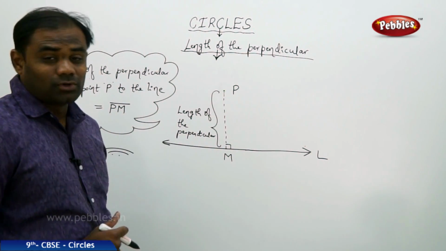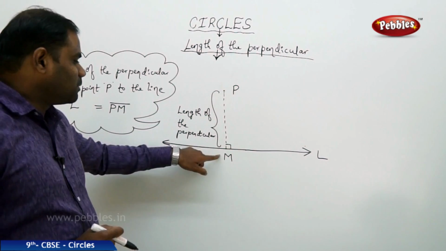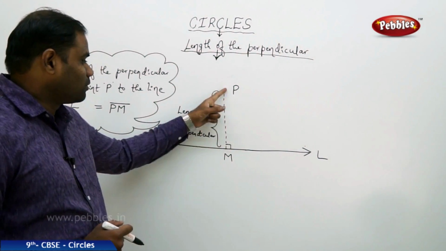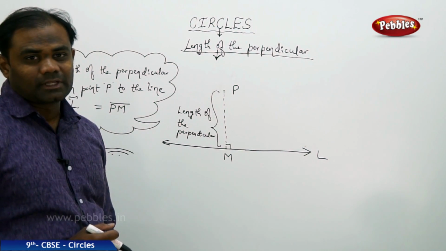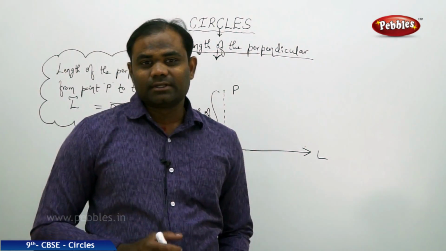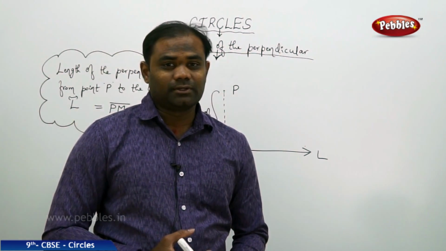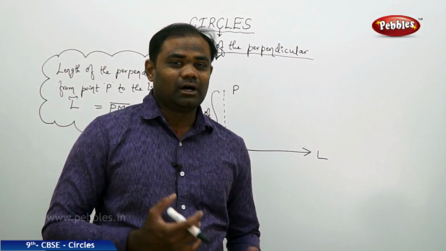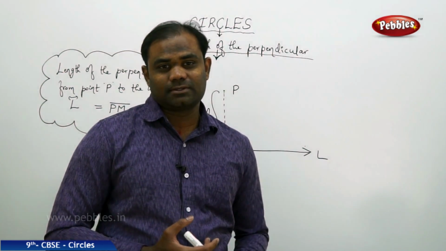It's very important to note also that the length of the perpendicular is the shortest length from the point to the line. If I take different lines, the perpendicular length is the shortest. Let's see in brief how this becomes the shortest.